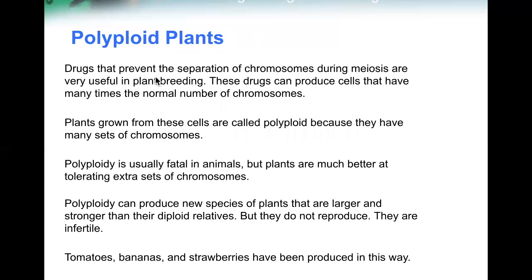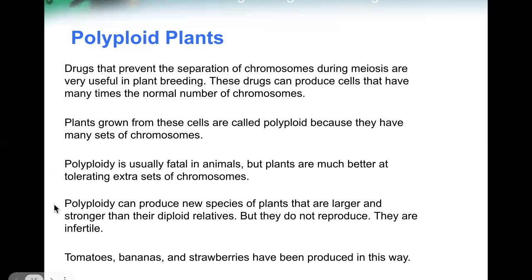Drugs that prevent the separation of chromosomes during meiosis are very useful in plant breeding. These drugs can produce cells that have many times the normal number of chromosomes. Plants grown from these cells are called polyploid because they have many sets of chromosomes. Polyploidy is usually fatal in animals, but plants are much better at tolerating extra sets of chromosomes.